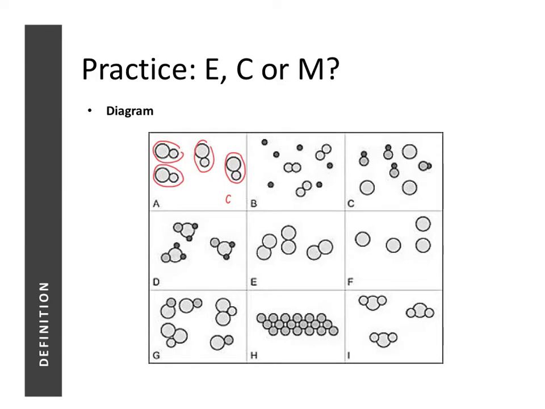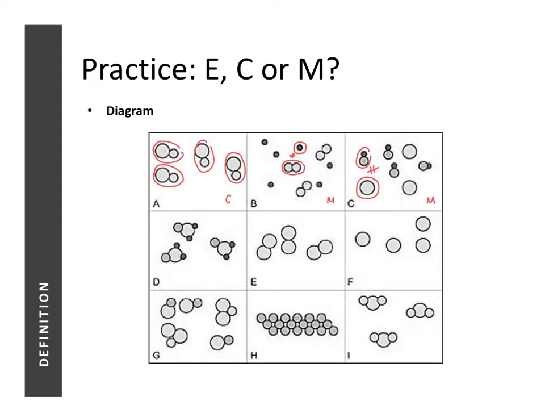For B, it is a mixture. Alright, how do I know that it's a mixture? Because there are two types of substances that are not chemically combined. So this is a mixture. Similarly, for C, there are two different types of substances that are not chemically combined. So it is a mixture as well.